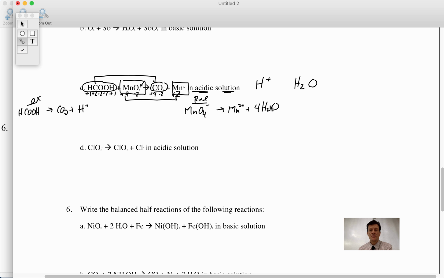Then I just brought in these 4 waters, which have 2 H's each, 4 of them, that's 8 H's. I have to balance that with 8 H pluses on this side. Now I'm going to balance charge.